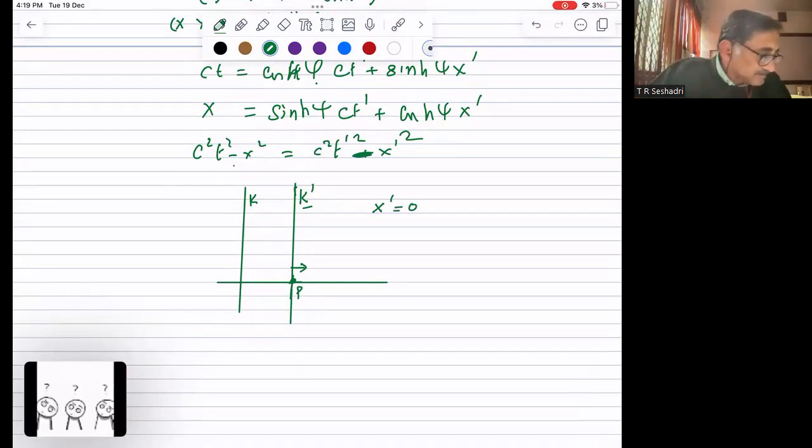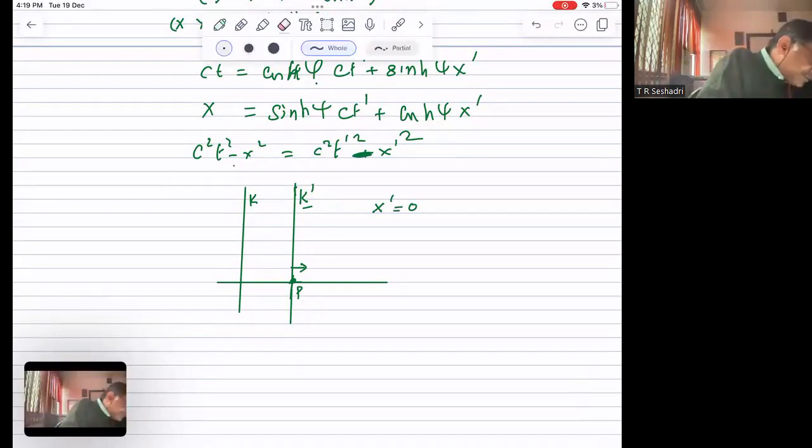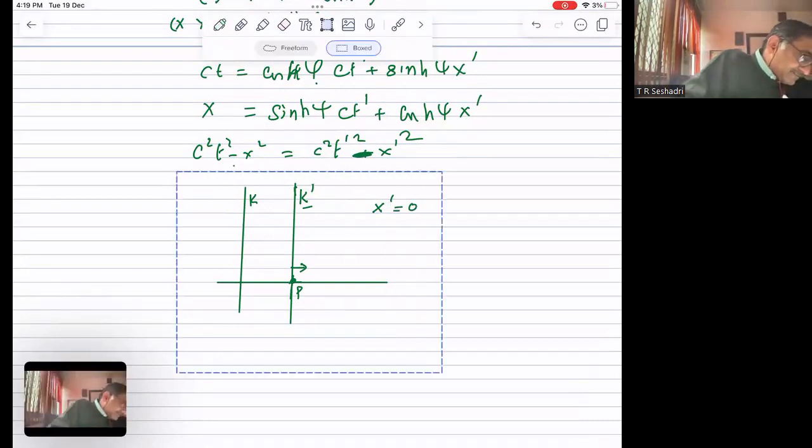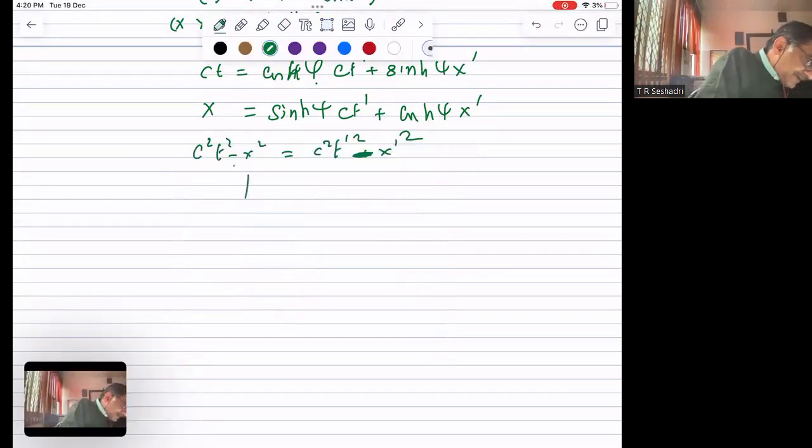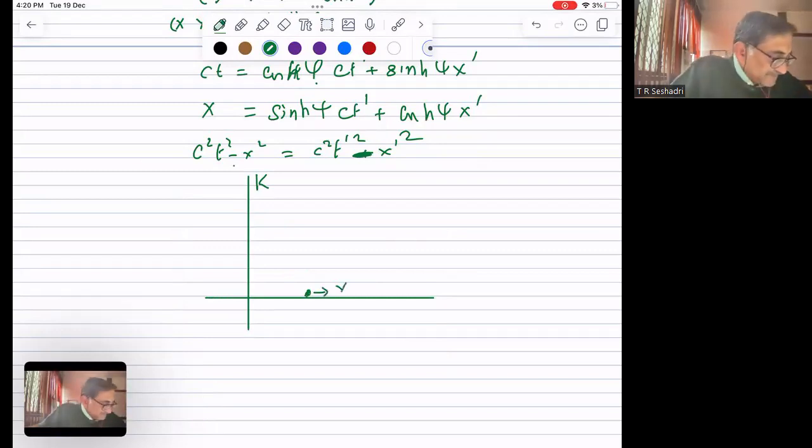Let me put it this way. I have a frame which is unprimed, and I have a particle which is moving in this direction with a velocity v. I set up a frame, the k prime frame, which is at rest with respect to this particle and is located at the origin.